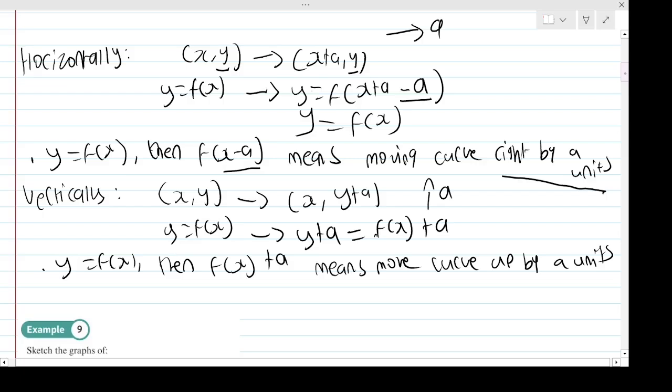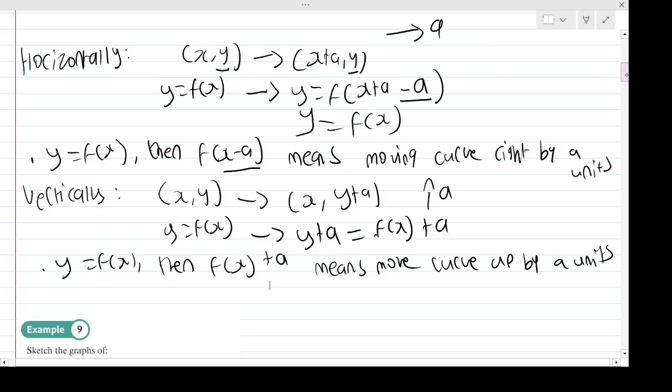But vertically, everything acts as you expect, okay? If we're adding a number outside, that's exactly what you expect. The y value is going up by a, so it moves up. Likewise, if we did f of x minus a instead, you're just going down, because you're subtracting a from the y values instead. So yeah.